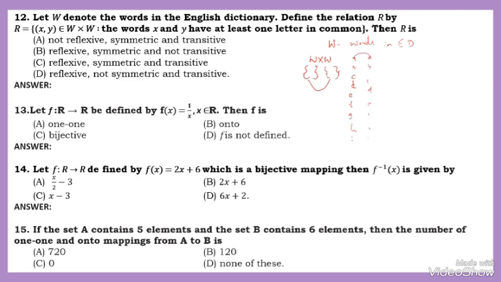A is related to A. Again, A is related to B, A is related to C, up to Z. Similarly, B is related to A. Like this.